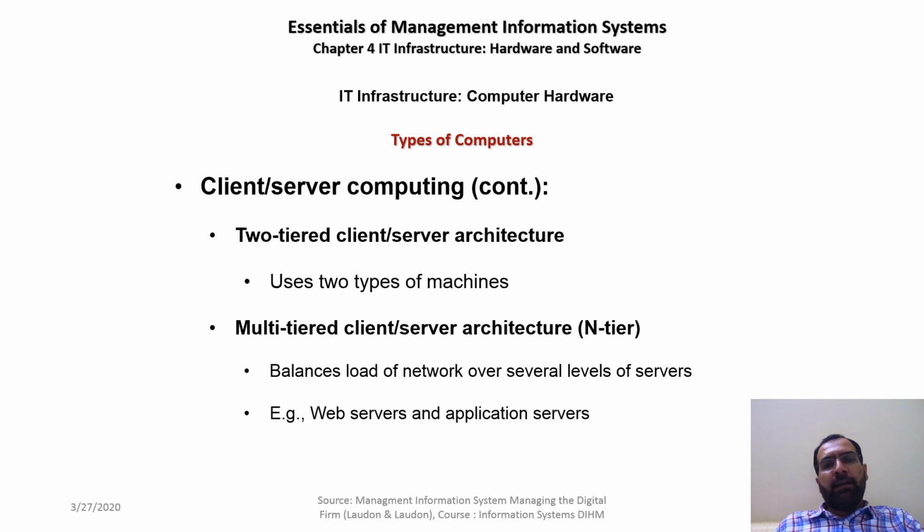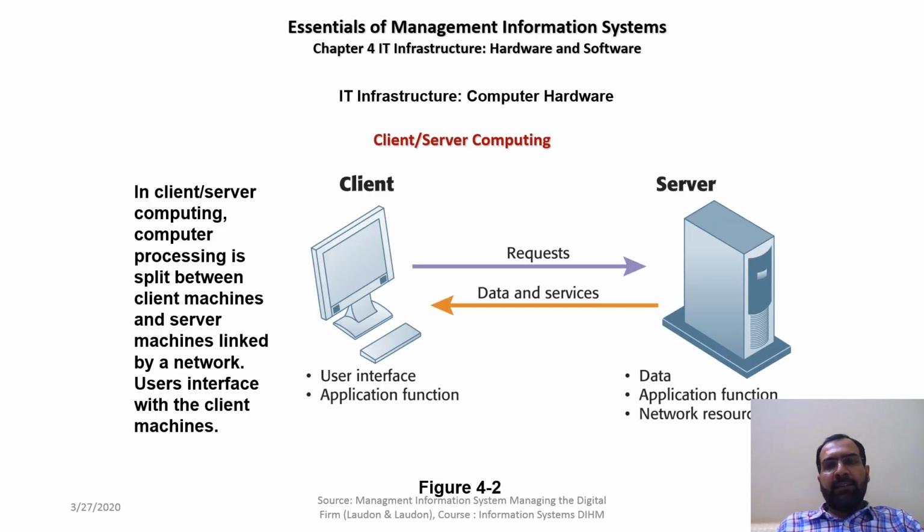Multi-tiered client server architecture means that we may have 3-tier, 5-tier, or n-tier architecture, based on the given environment. For example, we may have a separate web server or application server, and then we have the data server. So we distribute it into three parts. That is an example of a client server.